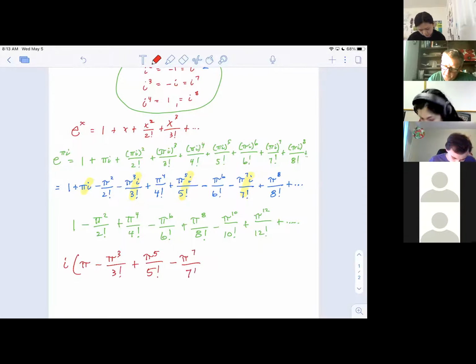Again, I see a pattern, don't you? I could actually write the next terms because this pattern is pretty recognizable. It's plus, minus, plus, minus. So this next term must be a plus, and these are all the odd powers. So this must be pi to the 9th over 9 factorial. I guess the next would be minus pi to the 11th over 11 factorial. So I can actually see that happening, and again, that just keeps on going.